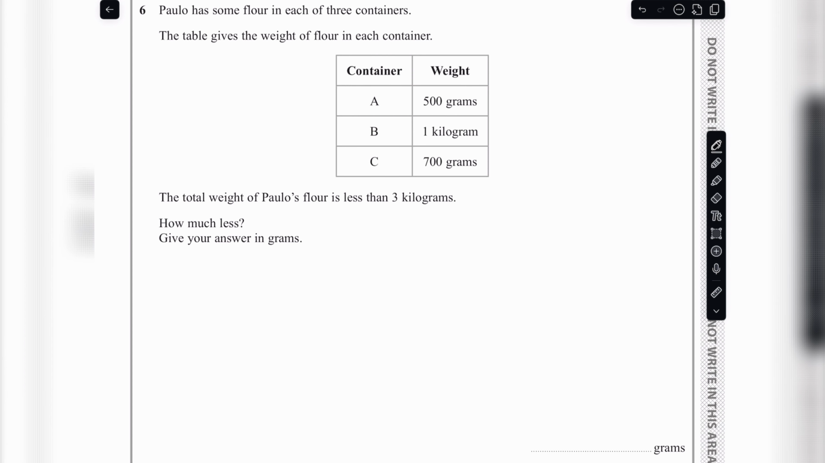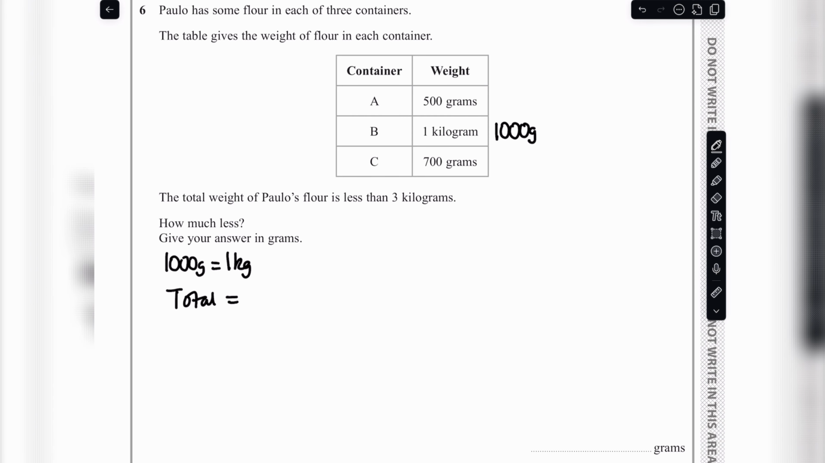In question 6, we are told that Paulo has some flour in each of 3 containers. The table gives the weight of flour in each container. The total weight of Paulo's flour is less than 3 kilograms. How much less? Give your answer in grams. So the first thing you need to know is that 1000 grams is equivalent to 1 kilogram. So using the table of information, we can simply state that the weight of container B is 1000 grams.